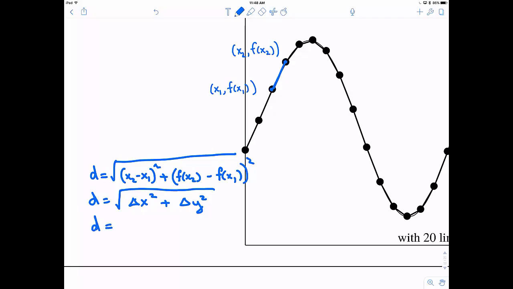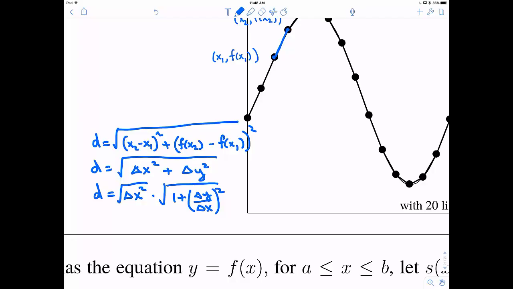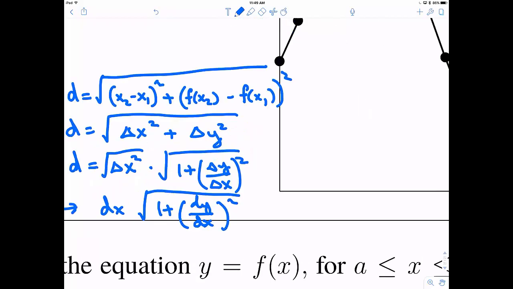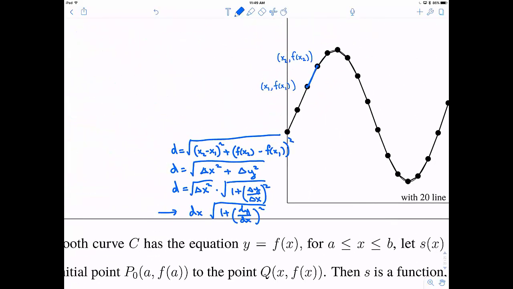Now imagine what would happen if we factored out a delta x squared from all of this. For my first term, I'd be left with just 1. But for my second term, it would appear as a delta x squared in the denominator. When I take the square root of delta x squared, it's going to be delta x. But now let's let delta x get very, very small, so this is going to approach dx. And then I'm going to have 1 plus dy dx quantity squared, and that's another way to say the derivative.